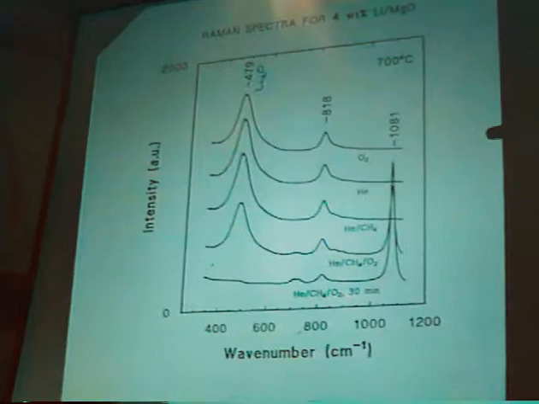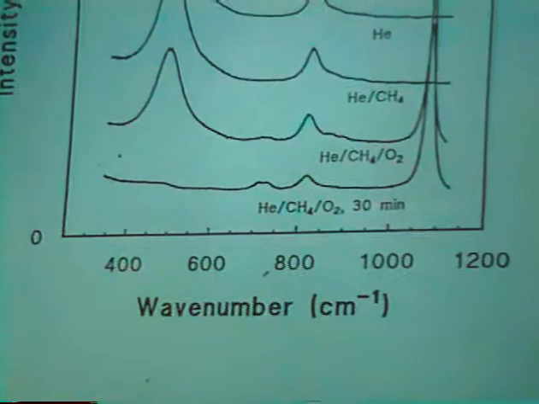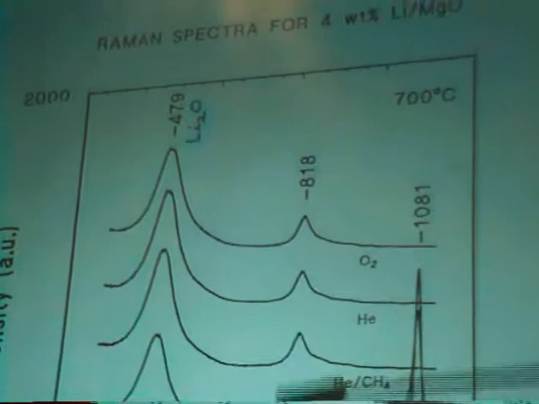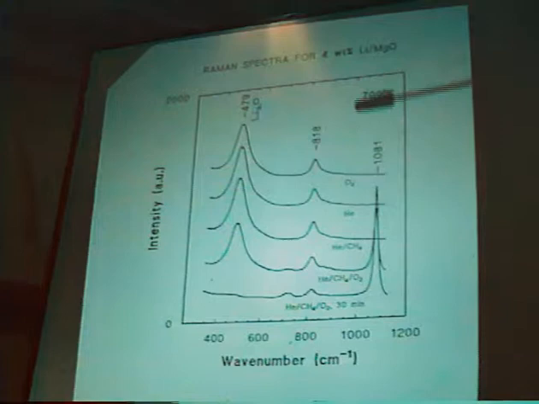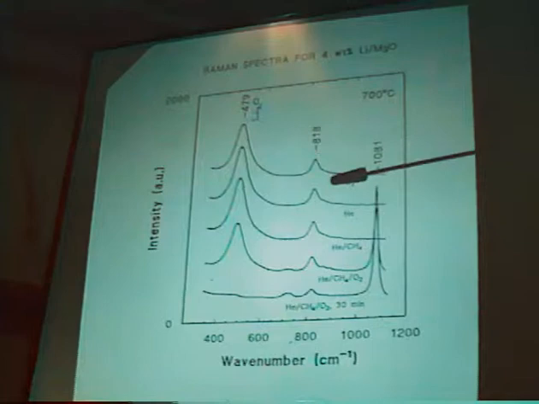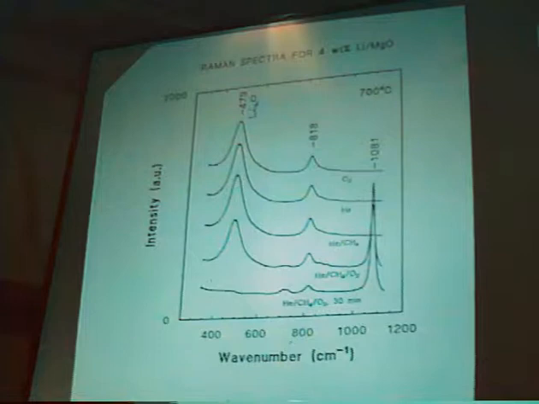If we take a sample and previously heat it to 750 degrees C briefly, and cool it in oxygen, we observe a new band at about 818 reciprocal centimeters, which is totally consistent with peroxides being present on this material. We have not yet carried out the experiment in which we introduce oxygen 18, and that's the critical experiment that needs to be done. Here at about 480 reciprocal centimeters, we see evidence of the presence of lithium oxide.